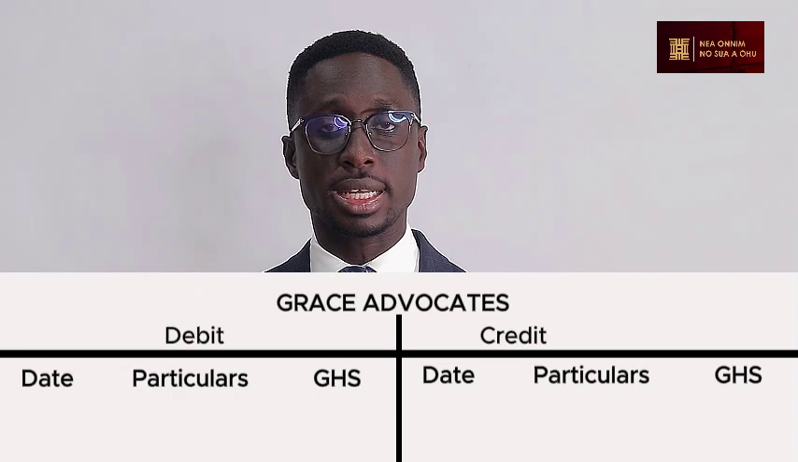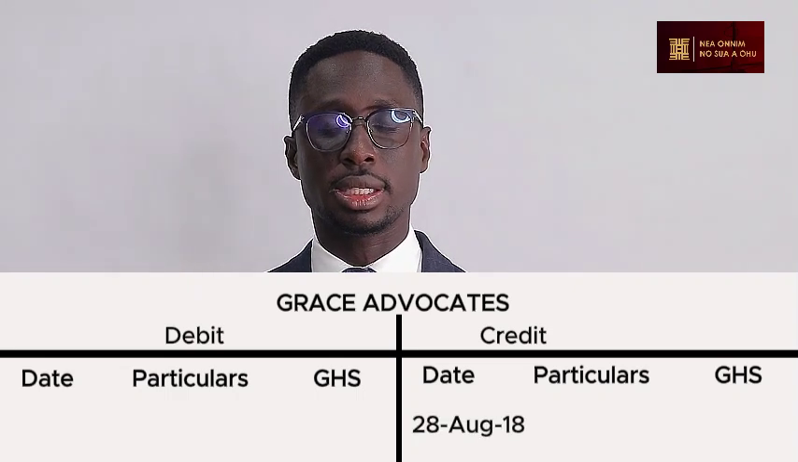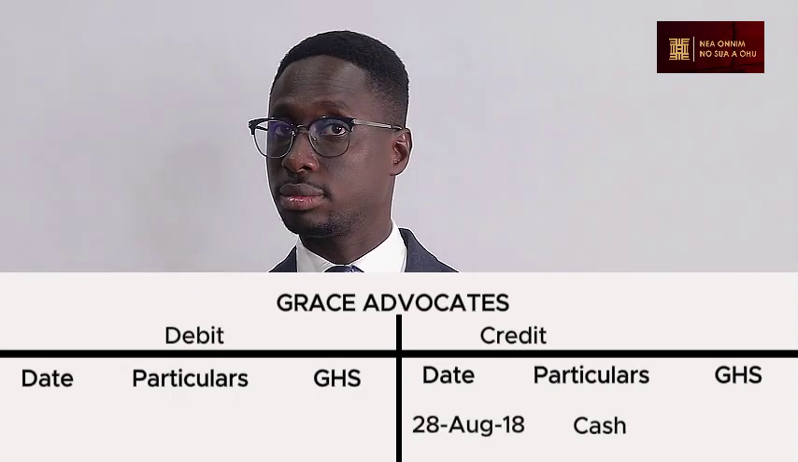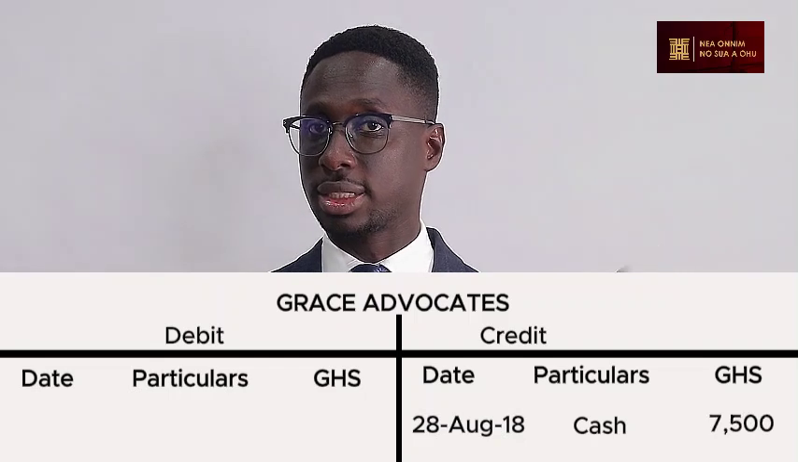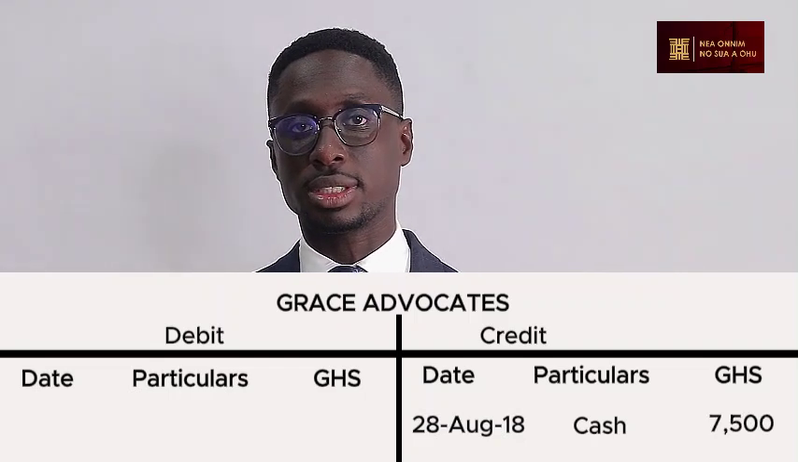Now let's open the account for Grace Advocates. So we open an account for Grace Advocates. So Grace Advocates is the one giving, so credit. So we'll be recording it on the right side. The right side. Good. So we record it in there on the right side. The date, August 28. The particulars will be what? The corresponding account, which is cash. And the amount, 7,500. That's done.